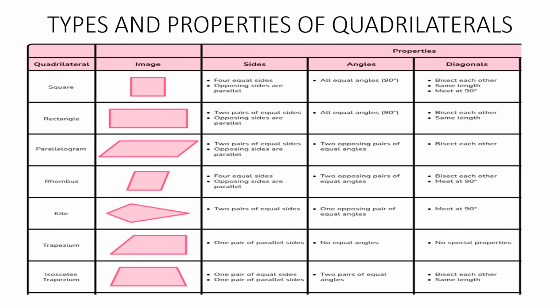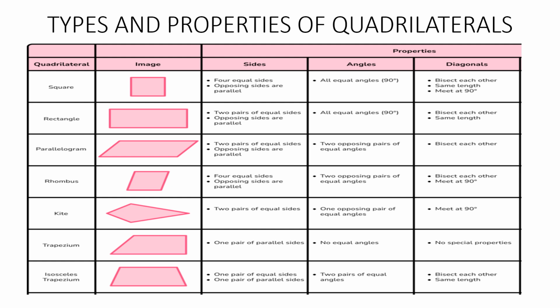First is square, which you know it has four equal sides and opposite sides are parallel. All the angles in a square are of 90 degree. Diagonals bisect each other. Diagonals are of the same length and diagonals meet each other at 90 degree right angle. Second is rectangle. Two pairs of equal sides and opposite sides are parallel. All angles are 90 degree. Diagonals bisect each other and they are of same length.